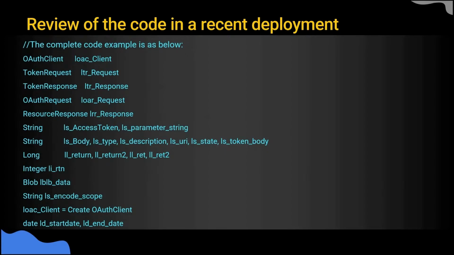So next, what you can see here as we get more into our code and our deployment is we're putting the OAuth client into a local variable of that type. We've got a local variable for the token request object, a local variable for the token response object, and then a local variable for the OAuth request and resource response objects, which I will define for you later on. Just wanted to show you this. And then we're going to instantiate the OAuth client object down below in the LOAC_client variable.